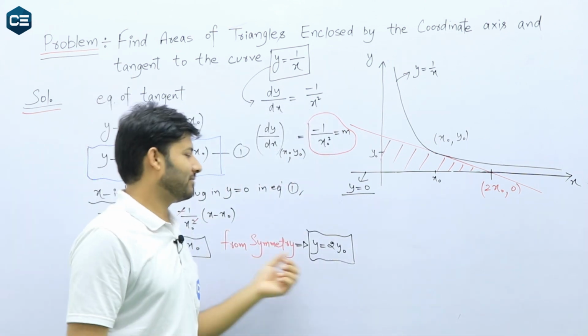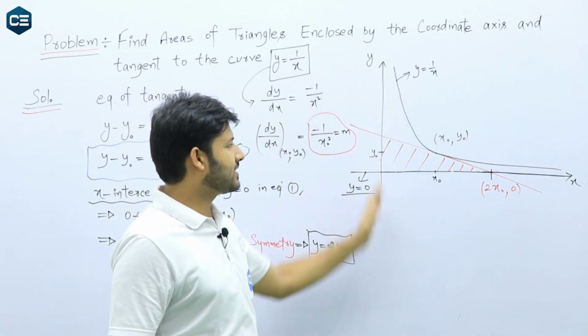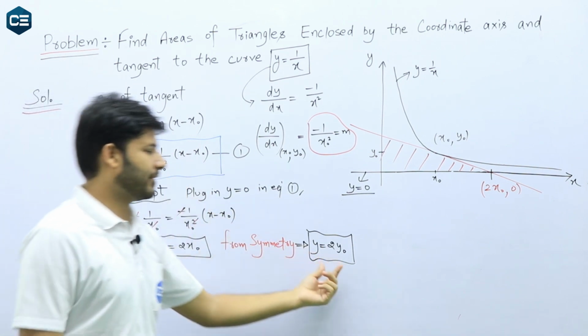If you don't believe that idea, then you can also plug in the equation of the y-axis, that is x equal to 0, in our tangent line, this one, equation 1, and you will get the same point here.